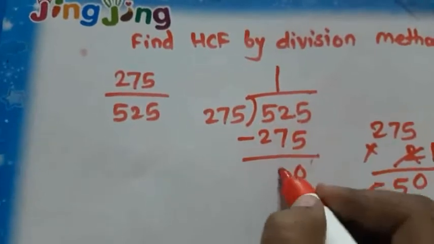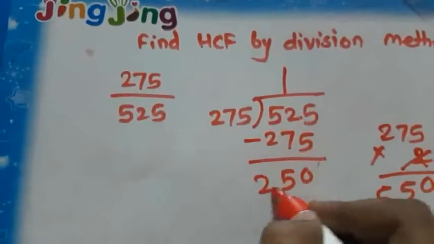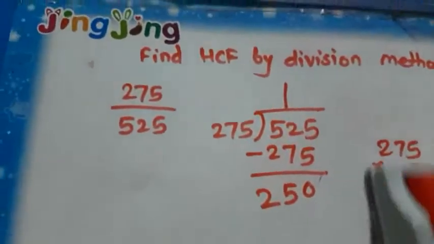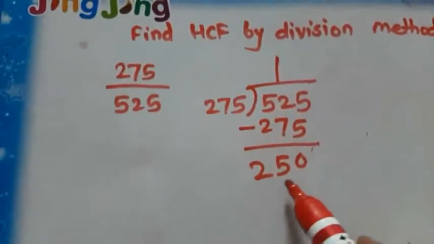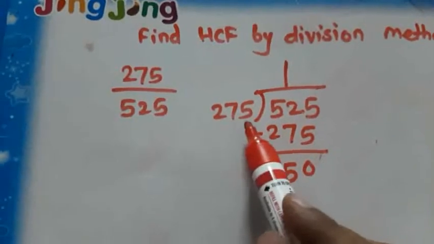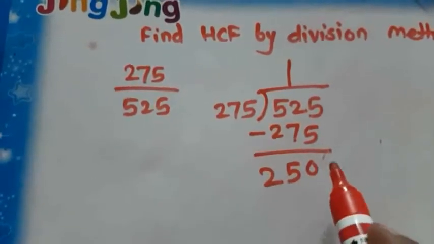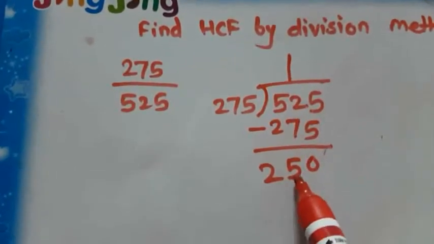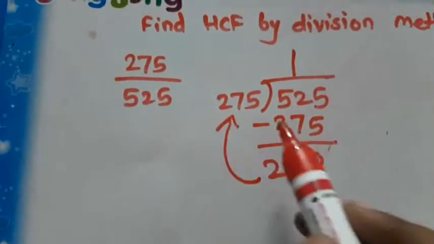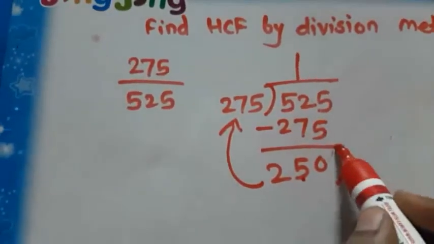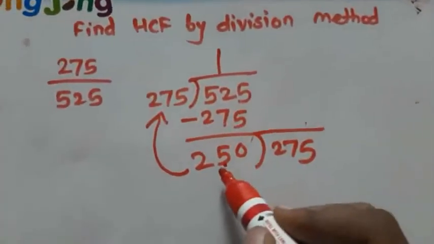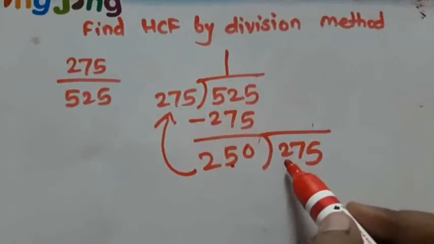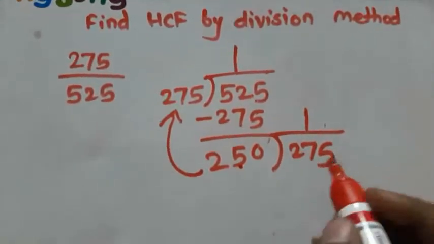0, 5 and 2. Now the next step will be, as this remainder is smaller than the divisor, what do we have to do? Now by the remainder we have to divide the previous divisor. So it will be 275. Now these both numbers are nearly equal, so ones we can take.